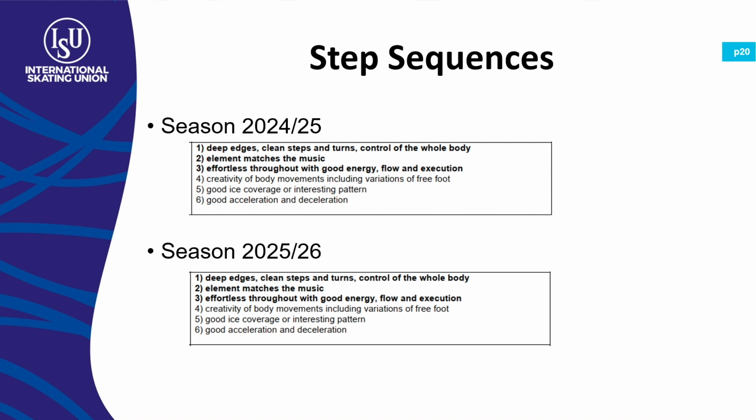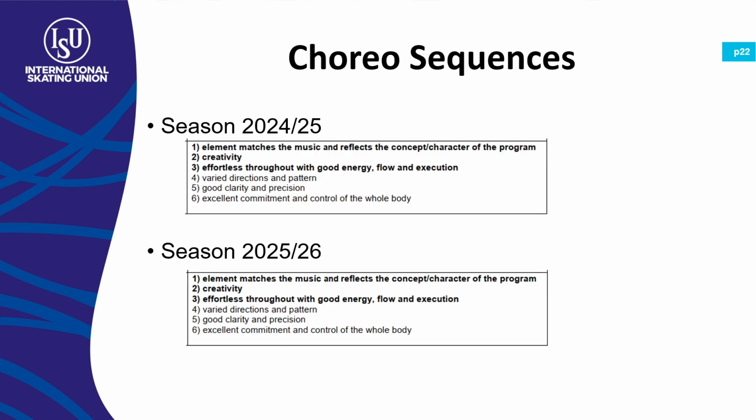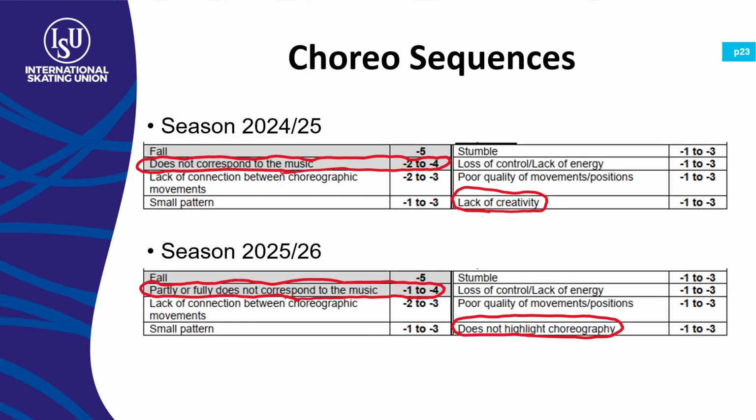Step sequences, positive JOEs, no changes again, but one minor but very important change for the negative bullets. Instead of does not correspond to the music, now we have partly or fully does not correspond to the music, and instead of the old reduction -2 to -4, we have -1 to -4. The same is for a choreographic sequence. No changes for the positive bullets and the same negative. Instead of does not correspond to the music, now we have partly or fully. And a small paraphrase, instead of lack of creativity, we have does not highlight choreography.